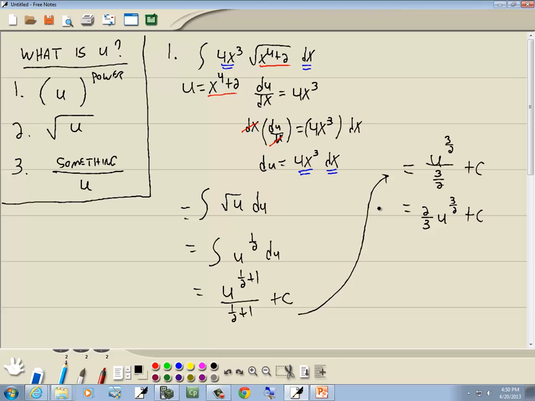Now the last thing we want to do is plug our u back in. Up here we said u is equal to x to the fourth plus 2. So we're going to have 2/3 times x to the fourth plus 2 to the 3/2 power plus c. And that's our answer.